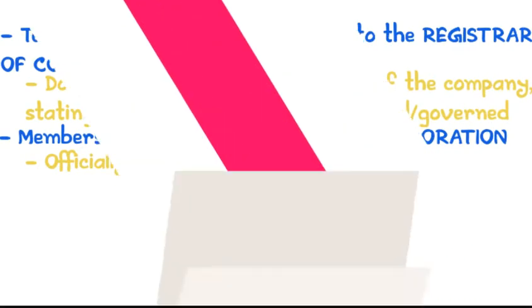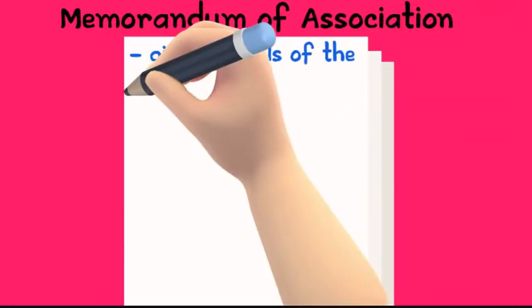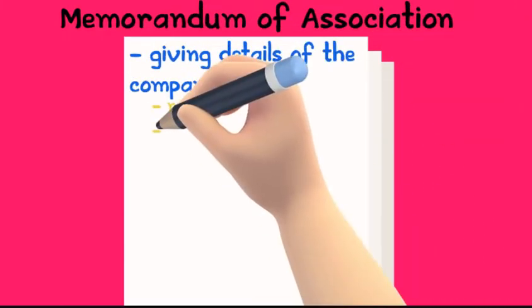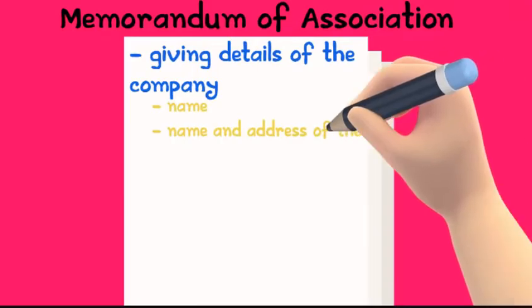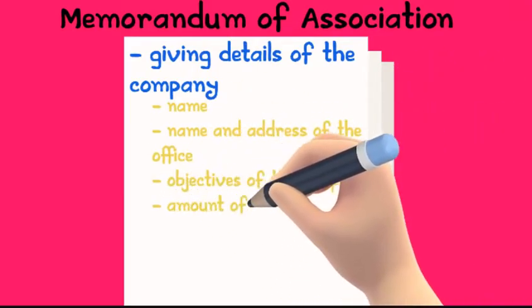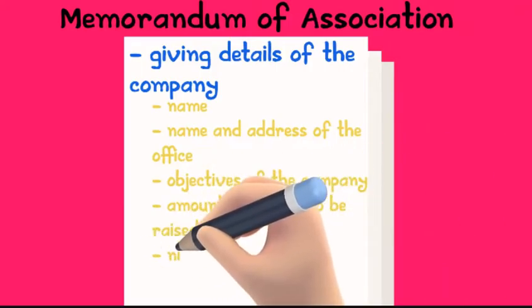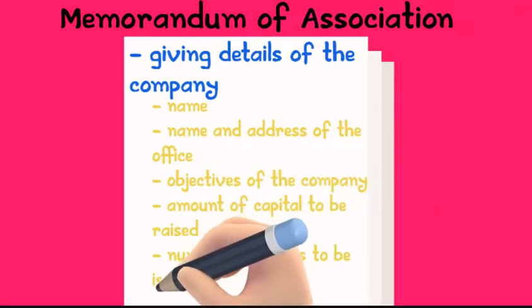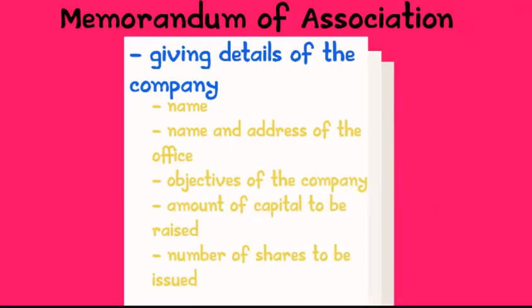One of the documents that have to be sent is the Memorandum of Association. This sets out the constitution by giving details of the company, including the name and address of the office, objectives of the company, amount of capital that has to be raised, and the number of shares that has to be issued. Another document is the Articles of Association.